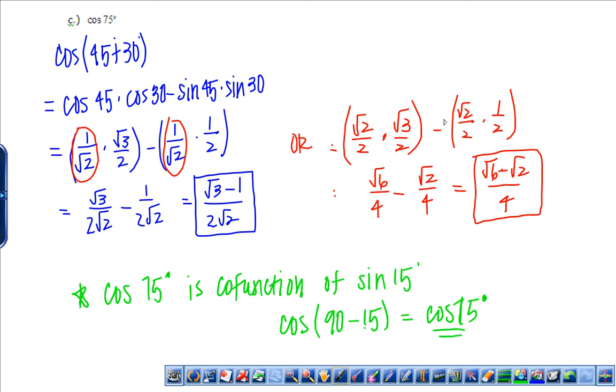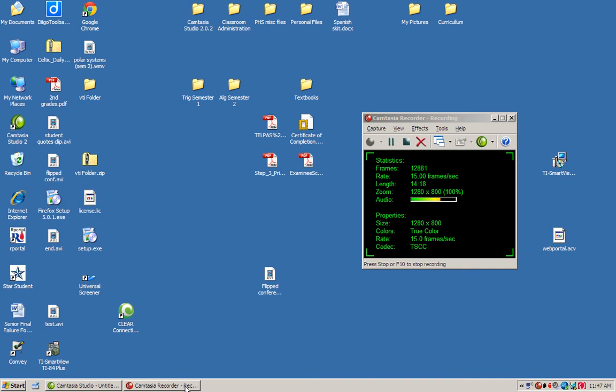So without all of this work that we just did, we simply could have shown that sine of 15 degrees is equal to cosine of 75 degrees this way, and written our answer without showing our sum and difference properties. So it's going to be helpful if you know your cofunctions from the day before. Okay, if you have questions, let me know.